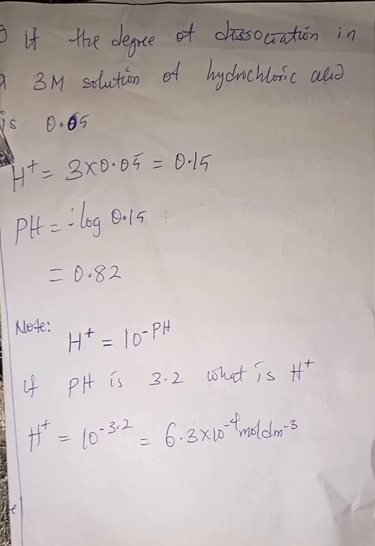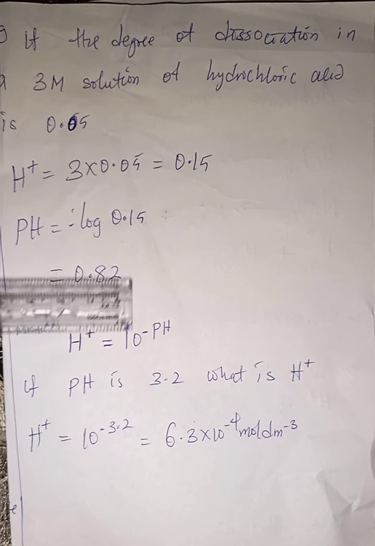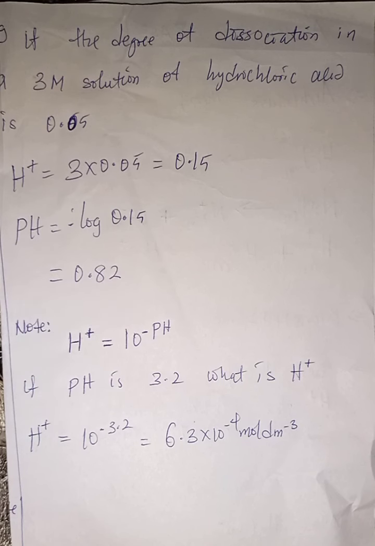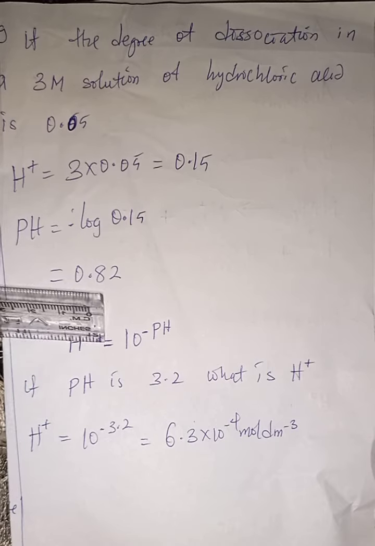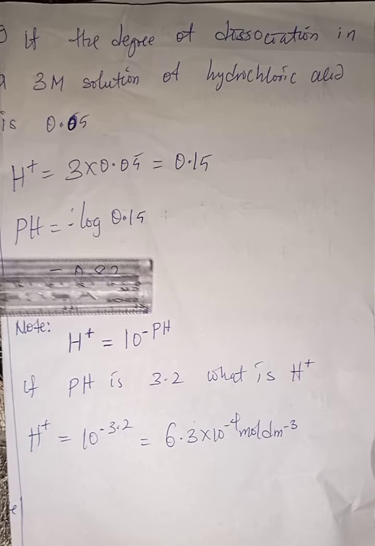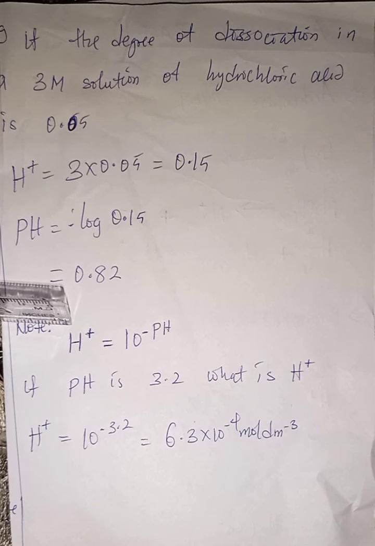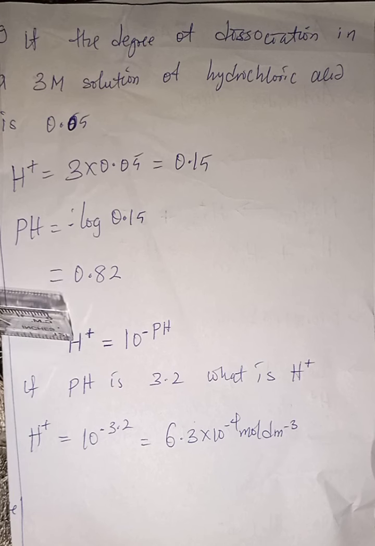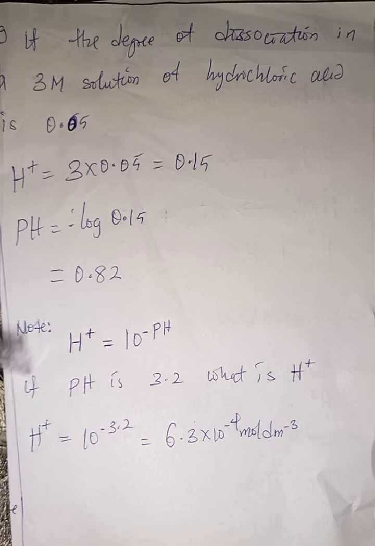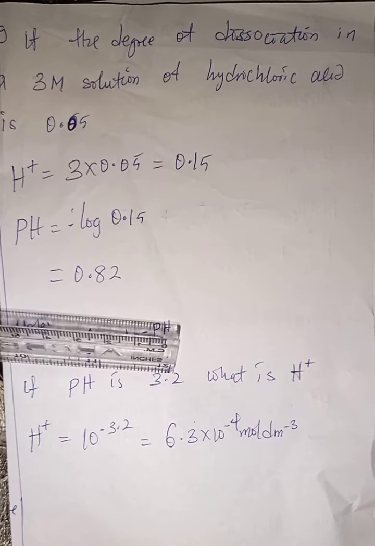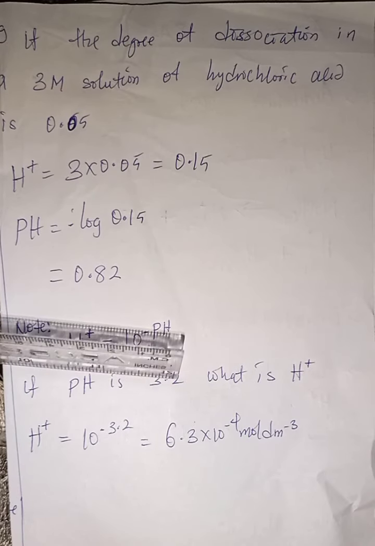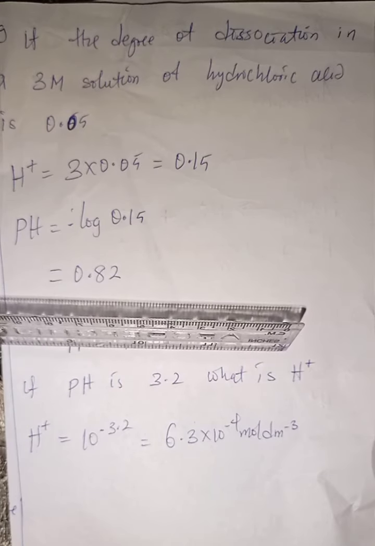Note the relationship between pH and H plus hydrogen ion concentration: the hydrogen ion concentration must be equal to 10 raised to power minus pH. Take note of that, which is the anti-log of negative pH. Then our H plus must be equal to 10 raised to power minus pH. This is the relationship between pH and H plus, if you want to make H plus the subject of the formula from pH equals minus logarithm of H plus. Take note of that. Now, for example, if we have a pH of 3.2, what is the H plus hydrogen ion concentration?